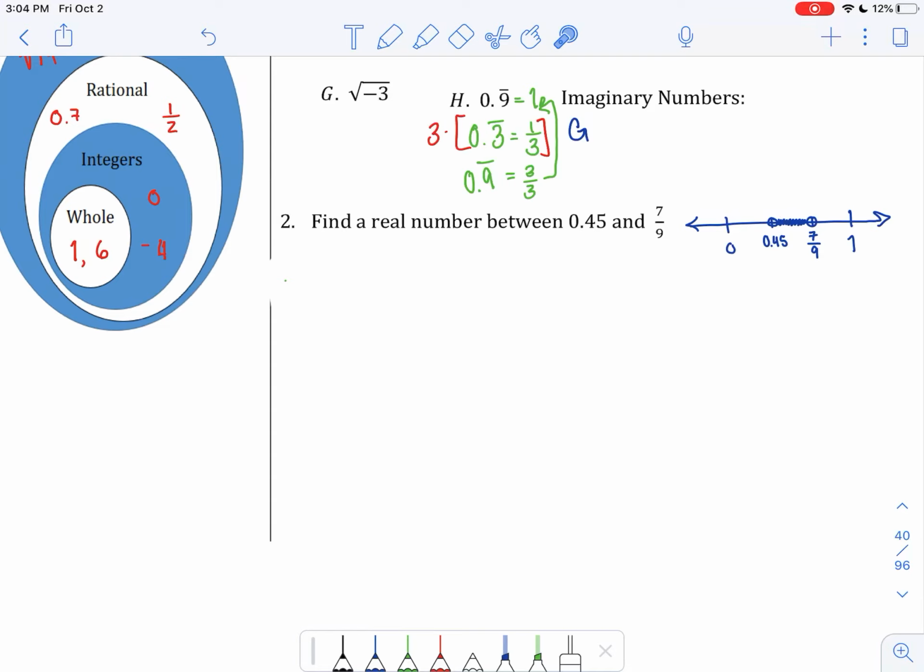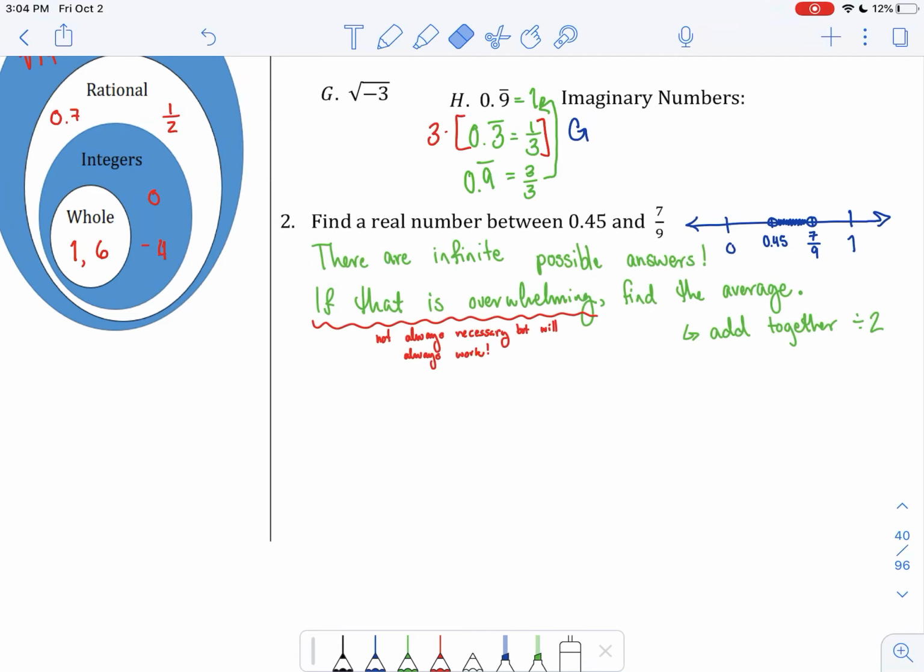So once you've graphed it out, it's easy to say, oh, well, it goes here, here, here. Anything could fit in. You could have 0.5, you could have 0.6, you could have 2/3. These all fit. But sometimes the fact that there are infinite possible answers makes students feel really uncomfortable, because then they have to pick one of this infinite number of answers. That can be really overwhelming. So one thing that you can also do if you find that overwhelming is you can just find the average, meaning you add them together and divide by 2. It won't always be necessary, but it will always work.